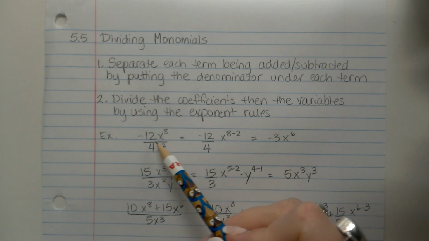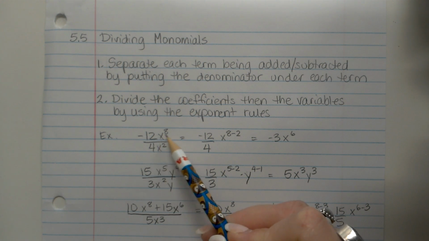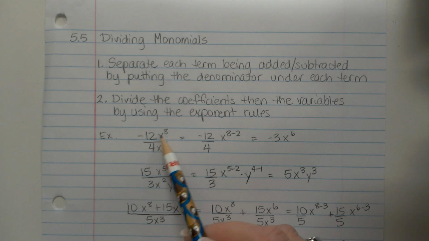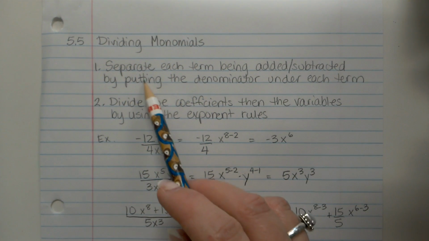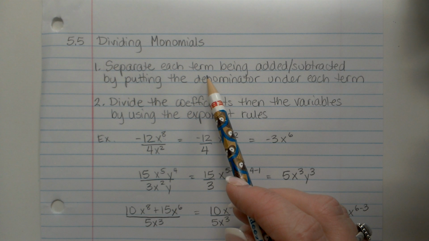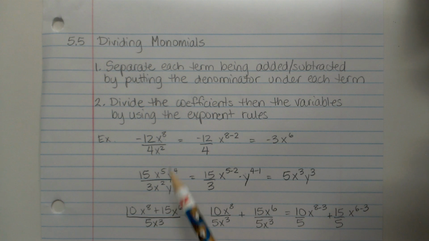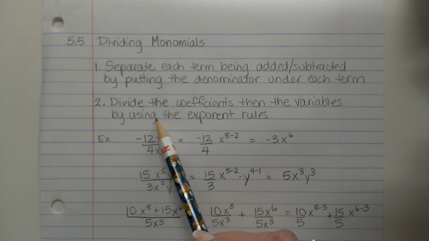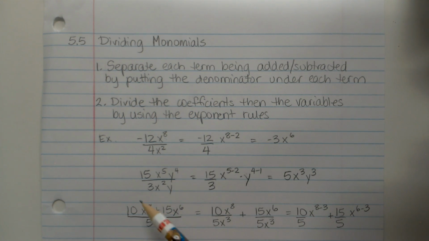Where a monomial, remember, you just have like one term, there's no adding or subtracting. I mean, you can have several variables in here, numbers, but basically you're not adding or subtracting anything. That's what makes it a monomial. So basically what you want to do is separate each term that's being added or subtracted by putting the denominator under each term. That's if you have a polynomial. And then divide the coefficients. Then you divide the variables using your exponent rules like you've been doing.